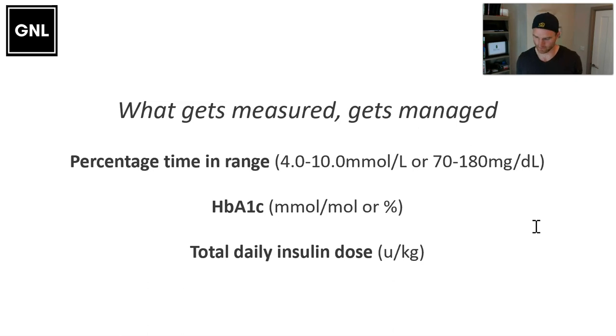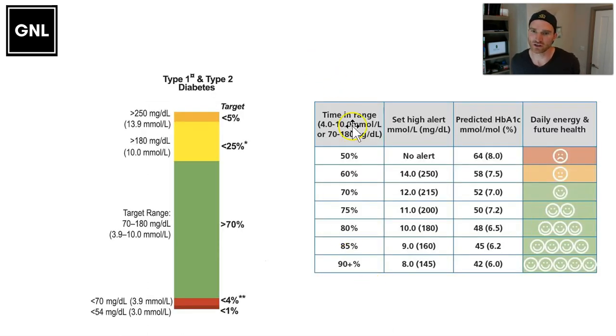Well, we've already discussed a lot about time in range, and there was a consensus statement recently in 2019 which suggested 70% or more of readings in time in range is where we want. We don't want any more than 4% lower than 3.9 or 4 millimoles per litre, and we don't want any more than 25% high. Now for me, 70% is going to be the absolute bare minimum of where we want to be for time in range.